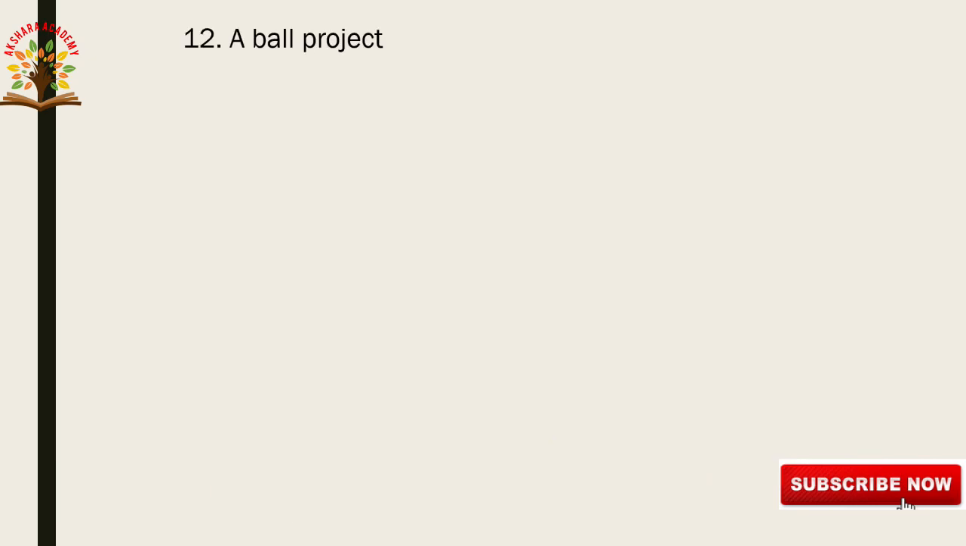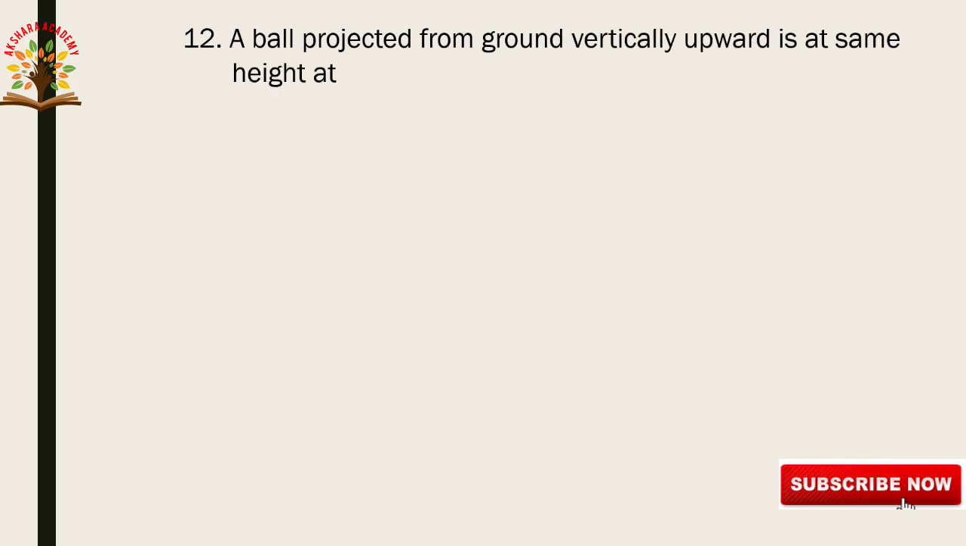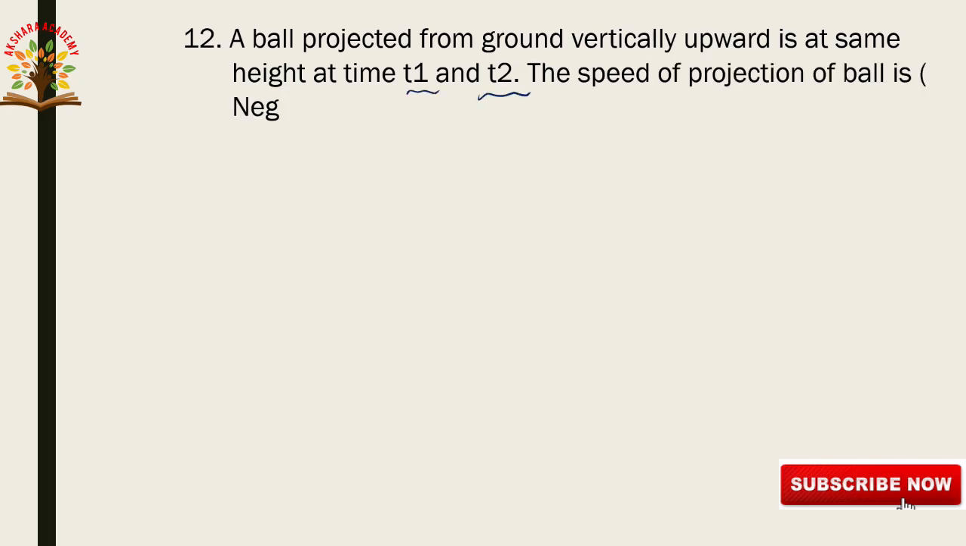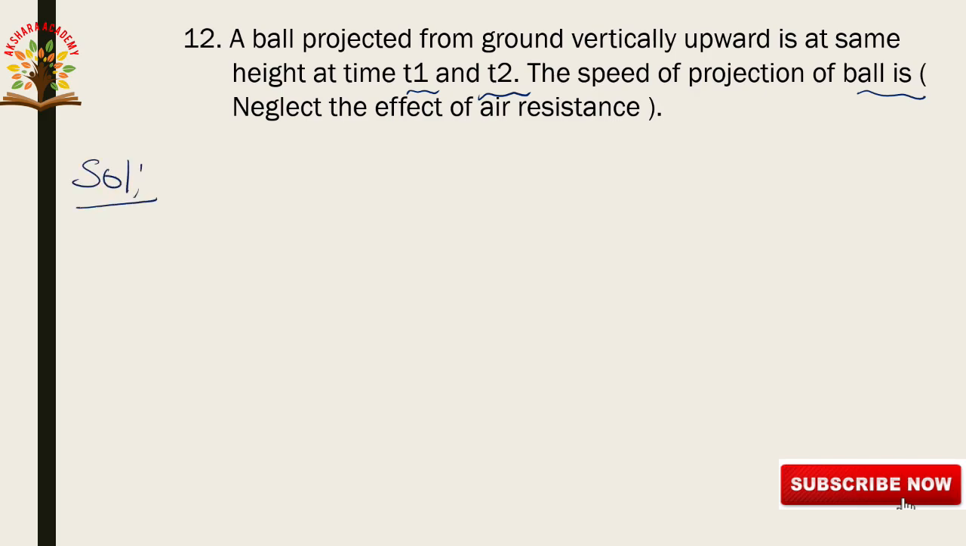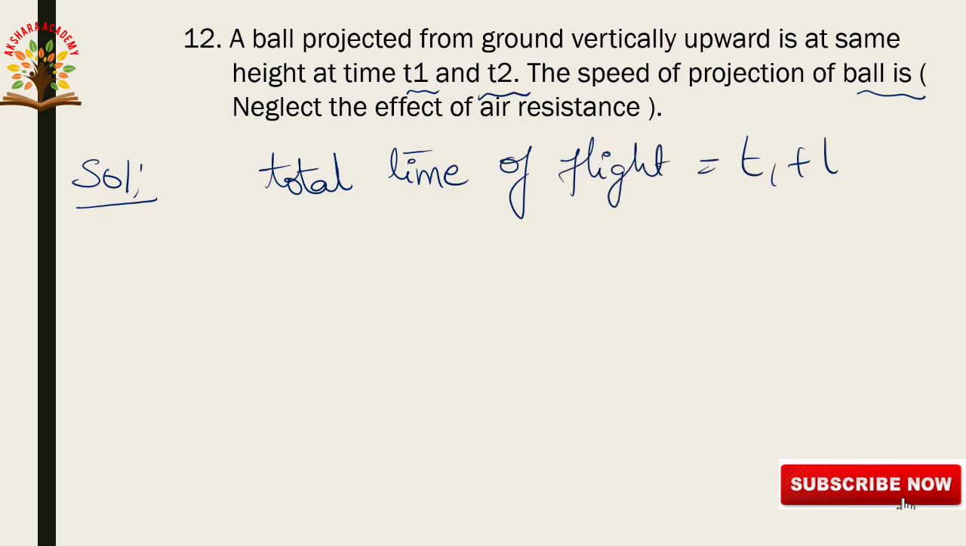12th one. A ball projected from the ground vertically upwards is at the same height at times t1 and t2. What is the speed of projection of the ball? Neglect the effect of air resistance. Now let us go to the solution. Total time of flight is equal to t1 plus t2.